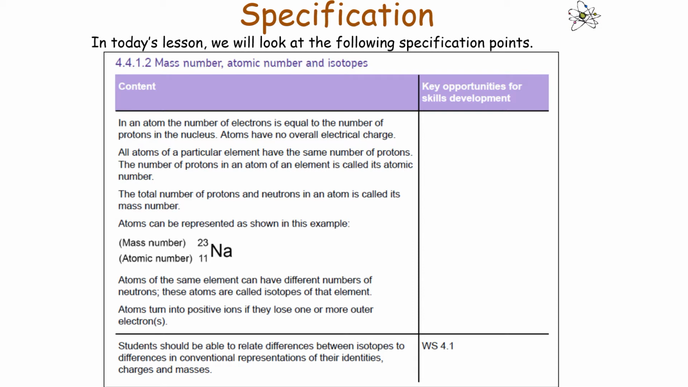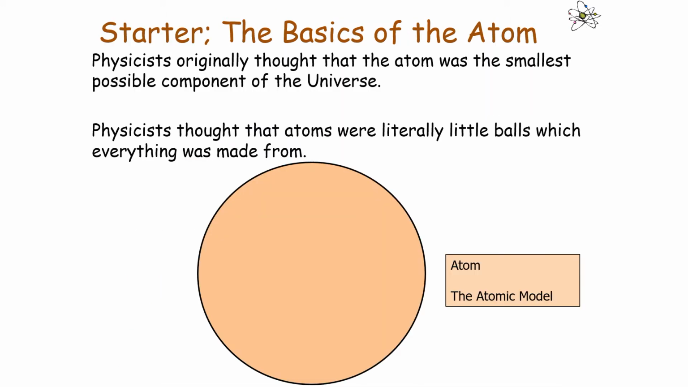So in today's lesson, we're going to look at the following part of the AQA specification: 4.4.1.2 mass number, atomic number in isotopes.